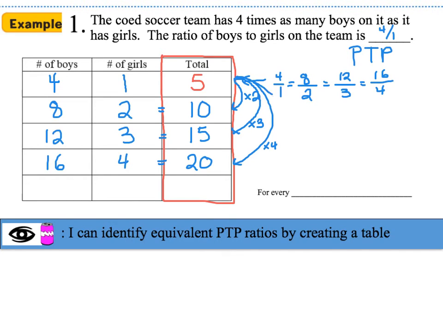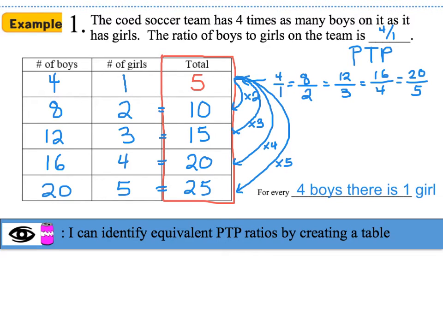Let's scale forward one more time. Let's multiply it by 5 now. So 4 times 5 gets me 20 boys. 1 times 5 gets me 5 girls. And 5 times 5 gets me 25 total students. Notice 20 plus 5 still gets me 25. So another equivalent ratio would be 20 boys over 5 girls. So to complete this problem, we can write for every 4 boys there is 1 girl on the team. And that's the reduced form.